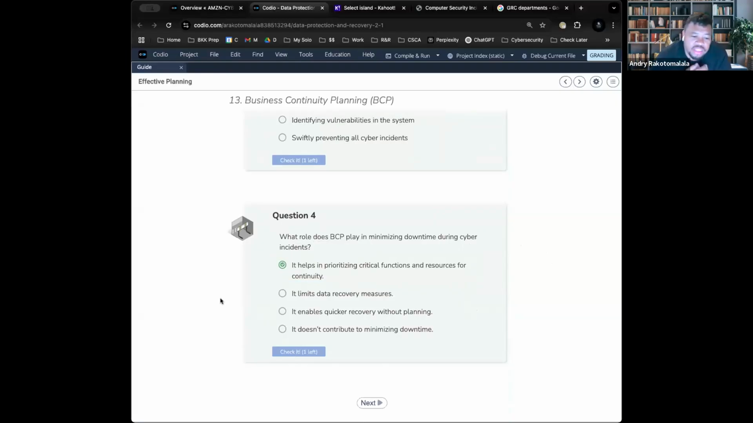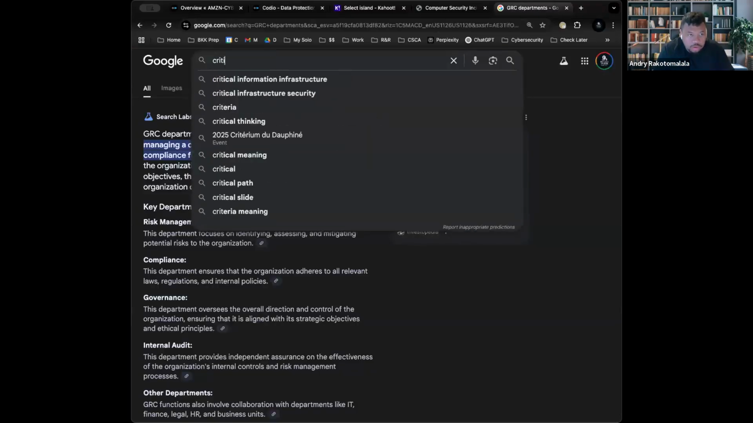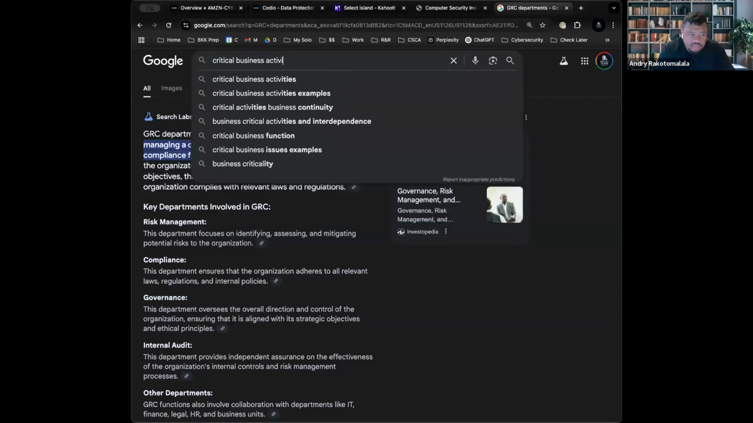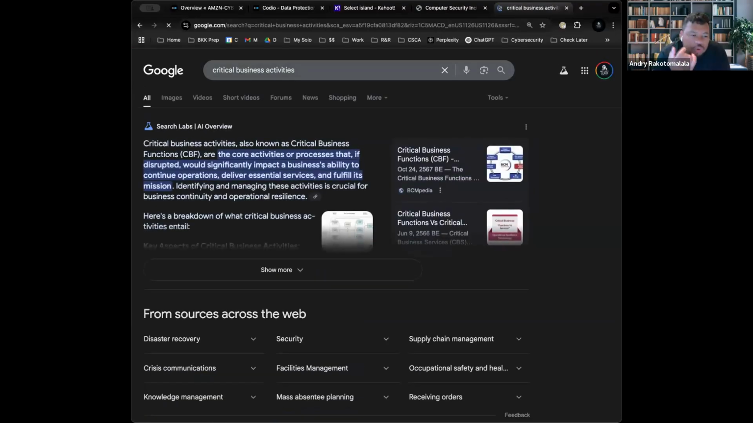So BCP is important because it helps prioritize any critical functions that are required. Now, when you see critical functions, another term for this is critical business activities. So think of it very rudimentary. That just means, what do you need in order to do your job? What do you need in order for your system, or specifically your department, to function? Those are the questions we ask while we're building the BCP. That means, for one, you need a computer, you need internet access at the very basics. Okay?